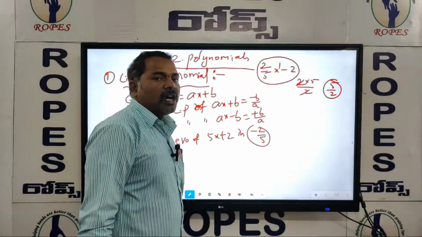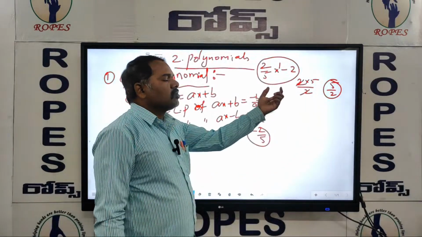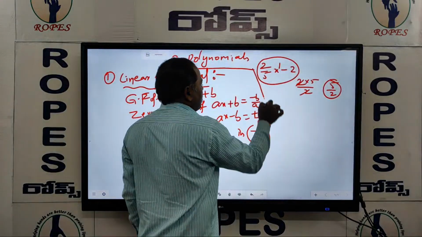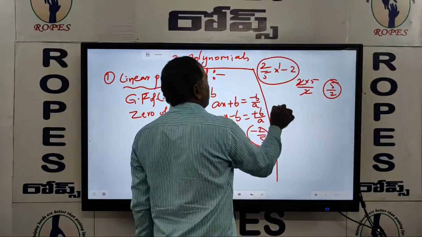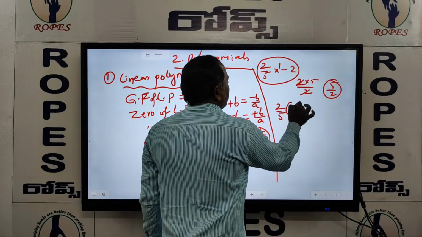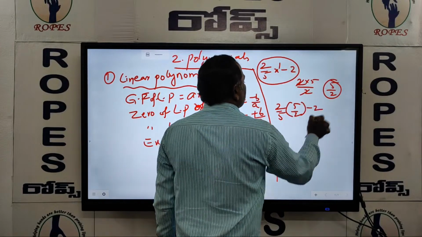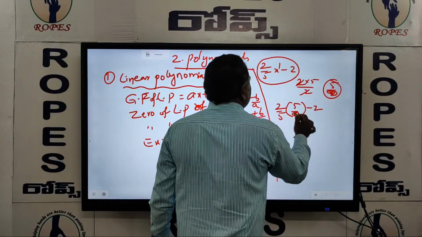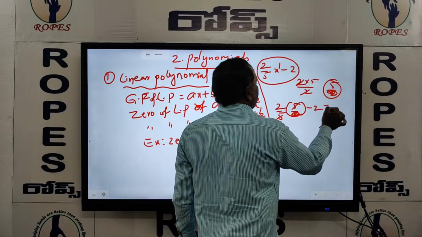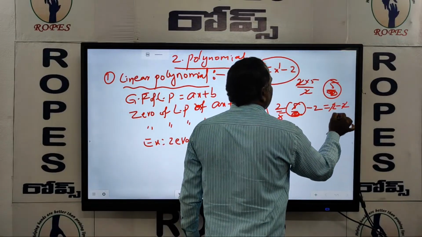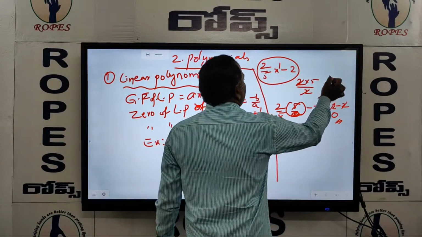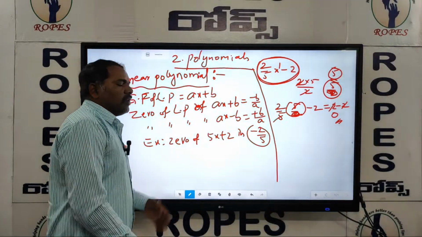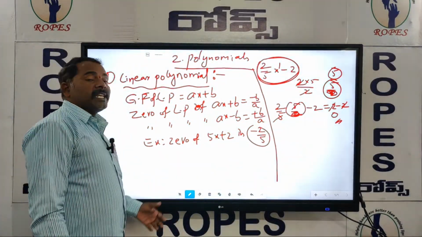The zero of a polynomial means the value which, when we substitute it in the place of the variable, gives 0. Now we substitute 5 in 2 by 5 x minus 2: 2 by 5 into 5, the 5s cancel, remaining 2 minus 2, and we get 0. So 5 is the zero of this polynomial. Like this we can find the zero of a linear polynomial.